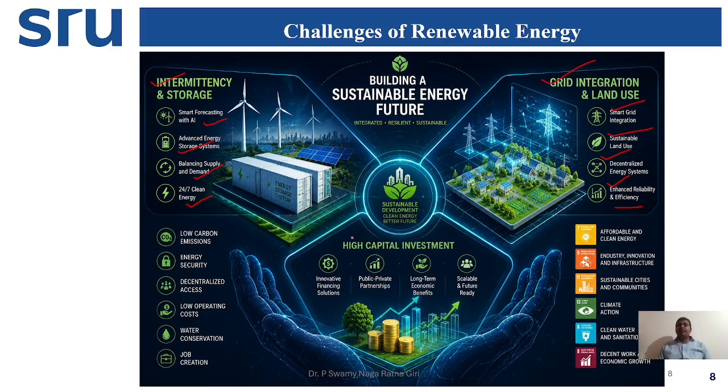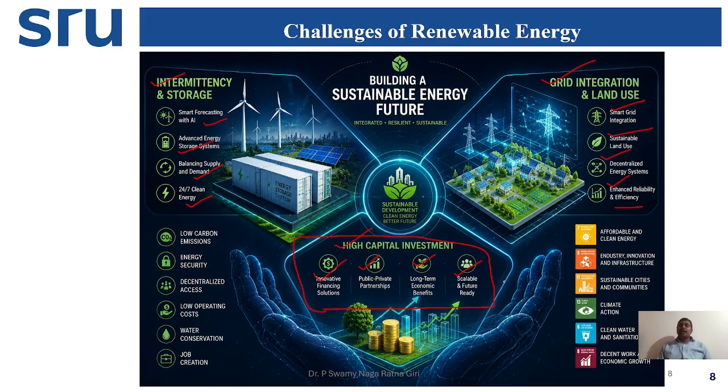Next, high capital investment is one of the most challenging things. Why? Because initially, for every renewable energy source system, high capital investment is needed. For example, innovative financing solutions are needed, and public-private partnership is needed in the investment. Long-term economic benefits are needed, and scalability and future readiness are needed. All these points are the challenges we are facing in the next generation. So you have to understand this.